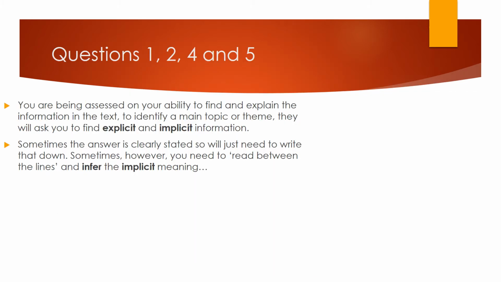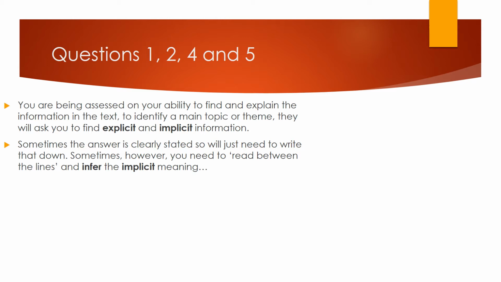So questions 1, 2, 4 and 5 are all read and retrieve answers. Now if you've seen part 1, you'll see what I mean by explicit and implicit information, and some of my examples that I use here are similar. So it's not terrible if you haven't seen part 1, you should be able to watch this one without part 1, but if you need any further clarification then certainly watch part 1 as well. So you're being assessed on your ability to actually find information within the text. So it'll ask you a specific question, ask you to identify a specific thing, and you should be able to identify it easily within the text.